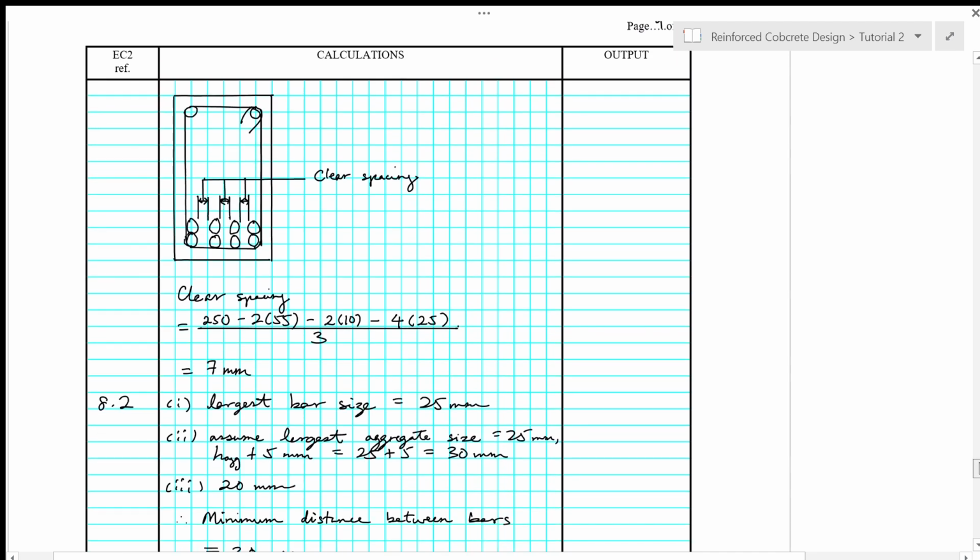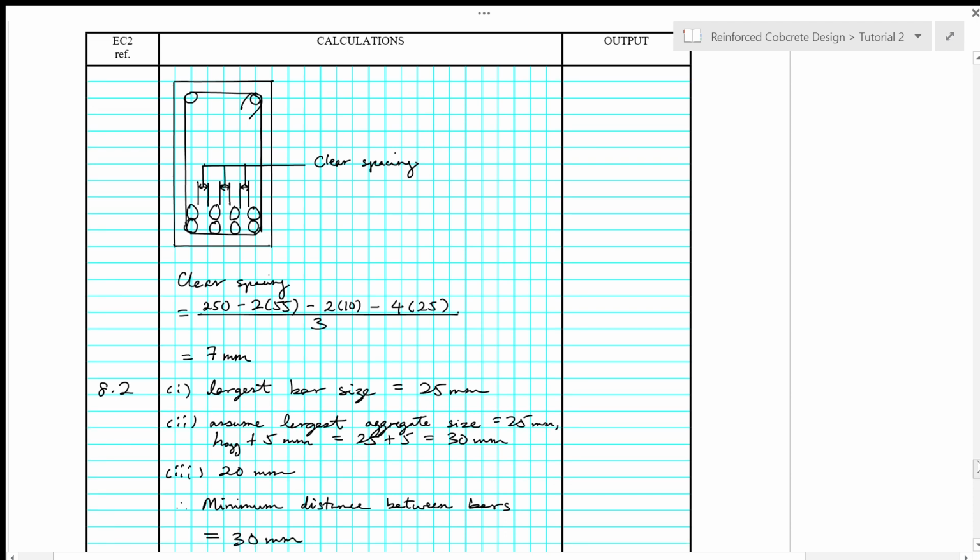Next, we look at clear spacing. So for clear spacing, from our calculation, it is only 7 mm. So 7 mm definitely cannot satisfy the minimum clear spacing of 30 mm as we have calculated from these three requirements from section 8.2 of Eurocode 2, by assuming that the largest aggregate size we use is 25 mm. That gives us aggregate size plus 5 mm, which is 30 mm, the minimum clear spacing.